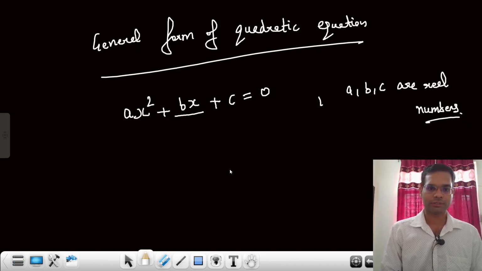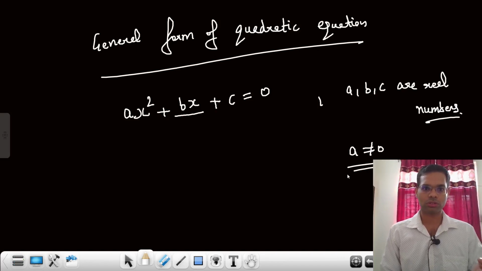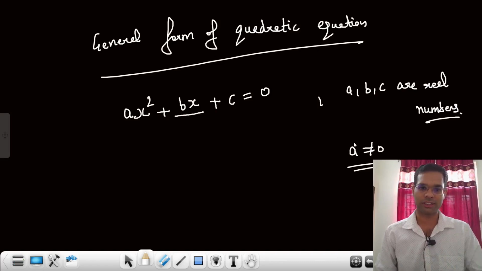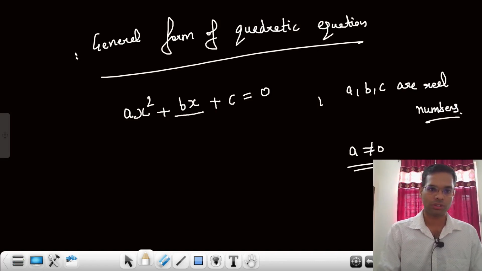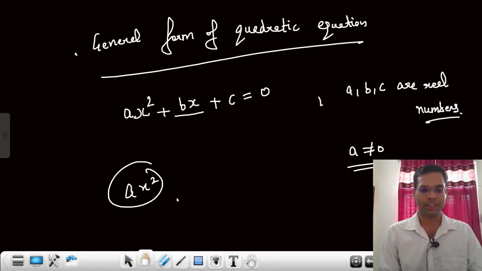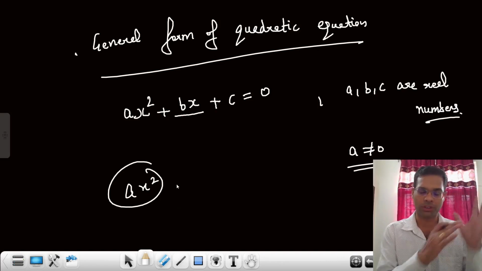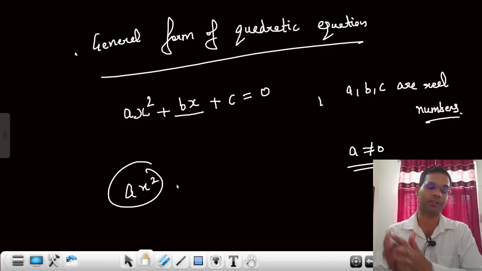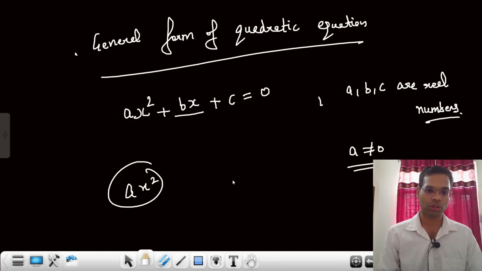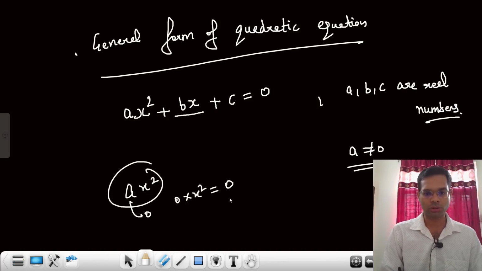Okay, but is there a condition? What is that condition? a can't be zero. Why, sir? Why can a not be zero? Just think about it, my dear students. If a becomes zero, this whole ax square term becomes zero, because if you multiply zero with any number, however big it may be, the whole term will become zero. So if a is zero, 0 into x square will become 0.